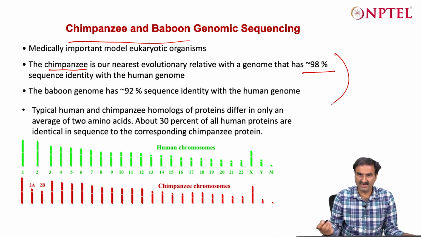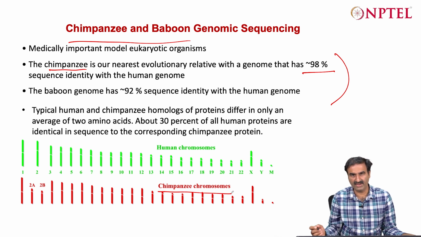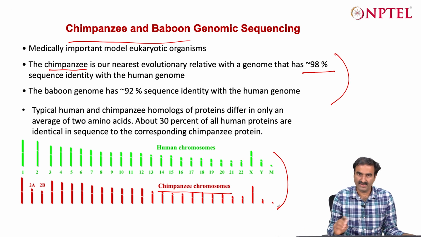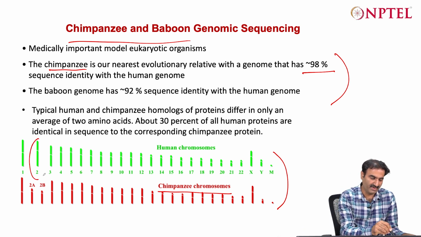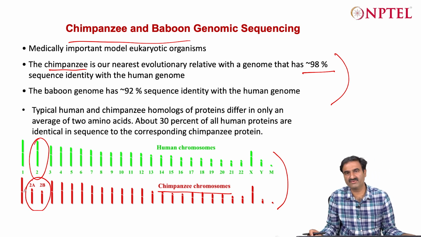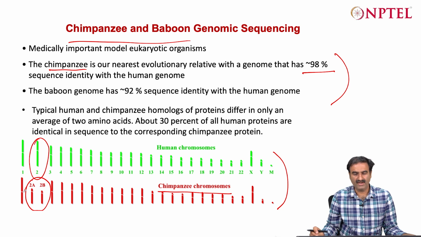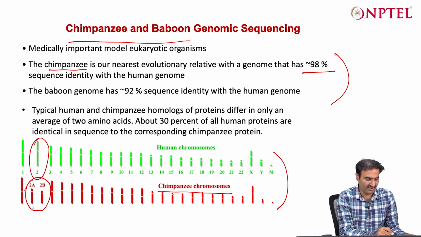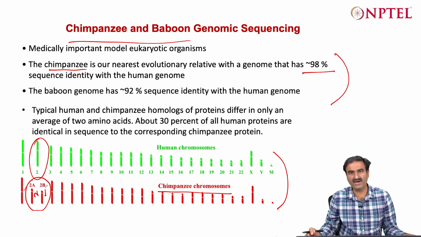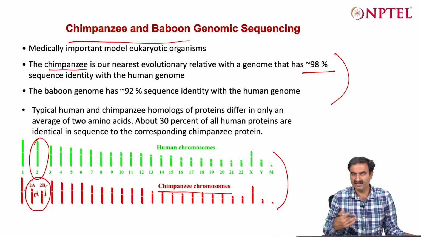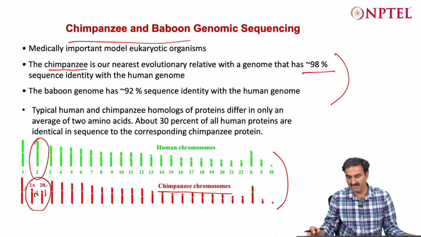For example, recently the chimpanzee chromosome map is also prepared, and you can see that both have an equal number of chromosomes, but the only difference is that chromosome number 2 of human is split into two parts in the case of chimpanzee, 2A and 2B. Earlier it was counted as two different chromosomes, but later on it was realized that these are the two parts of chromosome 2, and then it was rearranged into the same numbering of chromosome 1 to 22, and then X and Y.